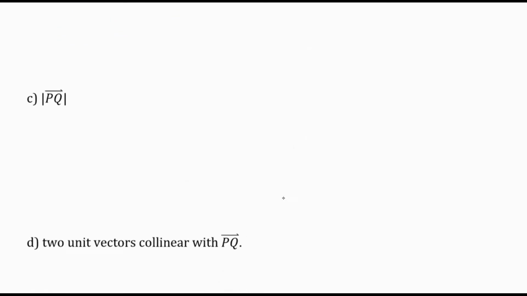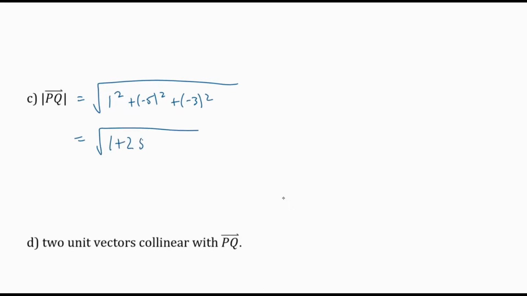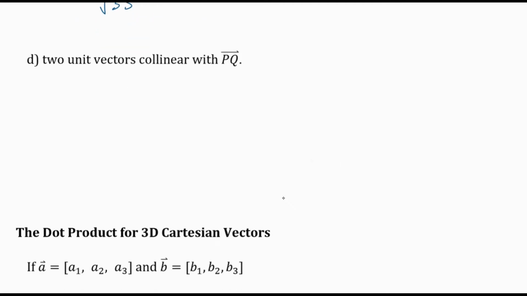Magnitude of PQ, so I'm just using my formula: 1 squared plus -5 squared plus -3 squared. 1 plus 25 plus 9. Whenever you square something, it's positive, so you would always be adding in there, and that works out to root 35. Okay, so those are pretty straightforward questions, but this one's a little bit more interesting.